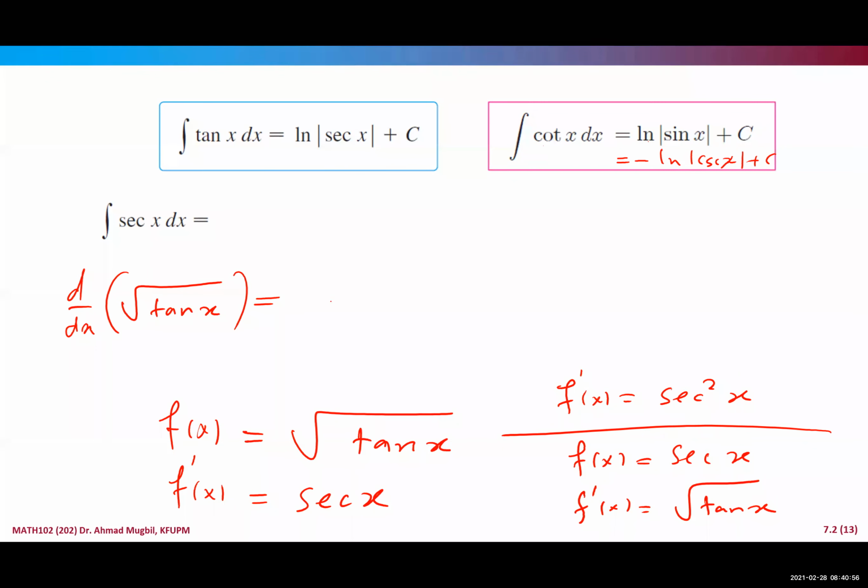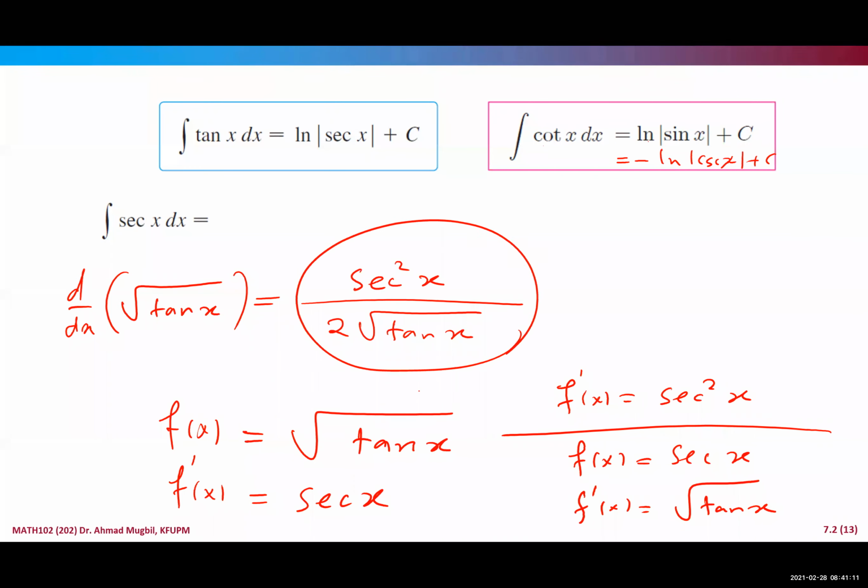Differentiate. It will be 2 times tan squared. You forget how to apply the chain rule. And the derivative of tan is, yes, how to differentiate. Now, is this equal to secant? I think not. It is not. Yes, it is not.